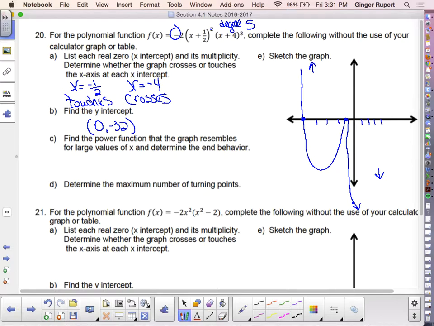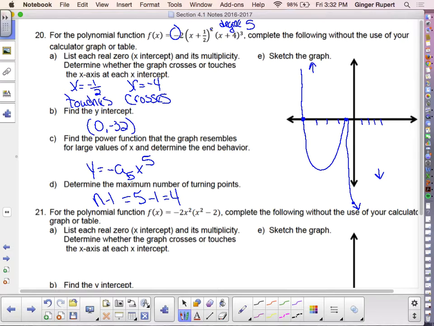Again, find the power function that the graph resembles. Y is equal to, this time, negative a, x to the 5th. Determine the maximum number of turns, n minus 1. So that's going to be 5 minus 1, which is 4.